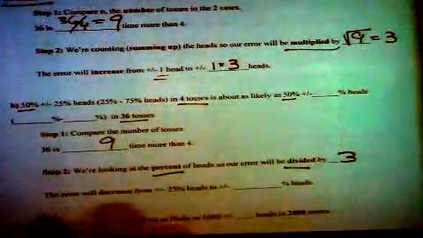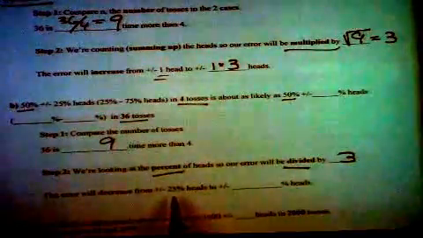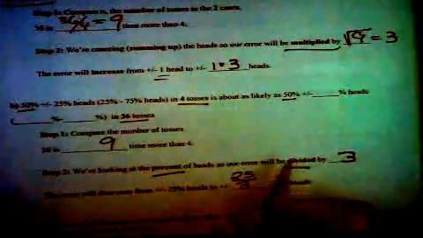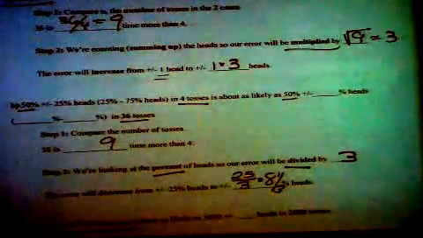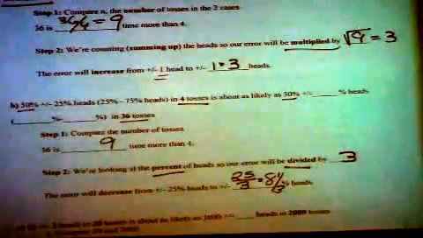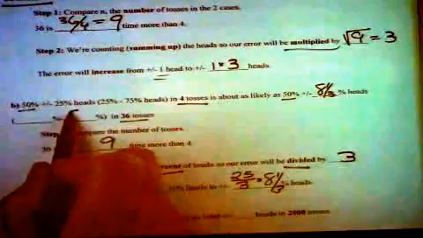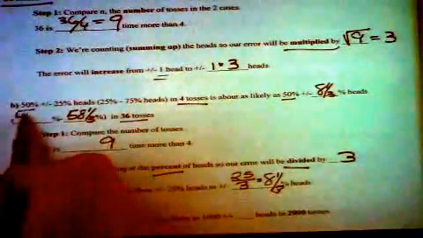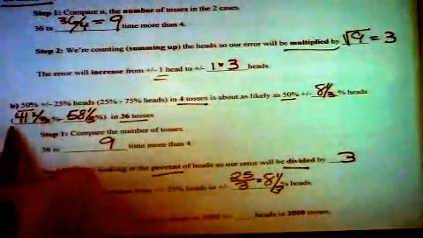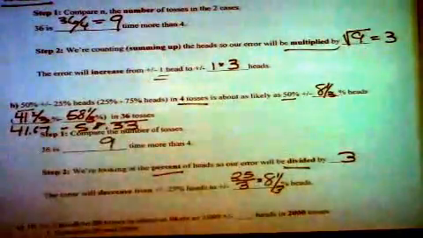So what does that mean? Your error will decrease from what? 25% heads to 25 divided by 3, which is what? 8 1/3%. Does that make sense? So we'll put that here, 8 1/3%, which will bring us up to 58 1/3, and bring us down to 41 2/3, 41.67 to 58.33. That's what we'd expect.